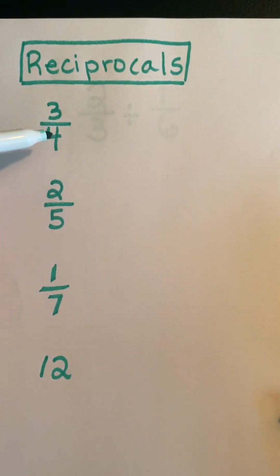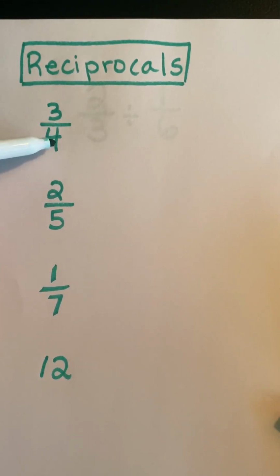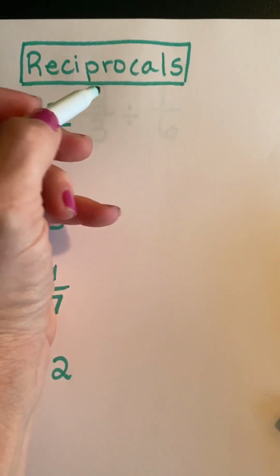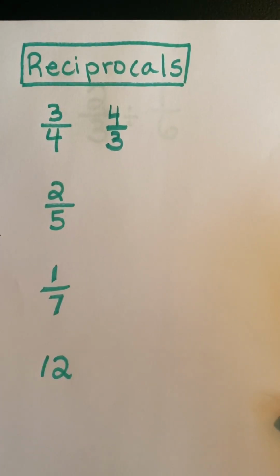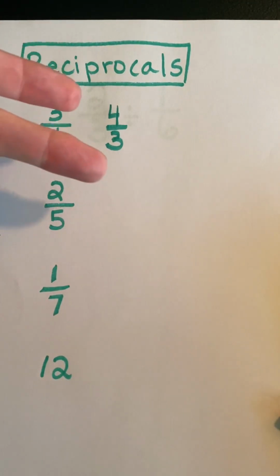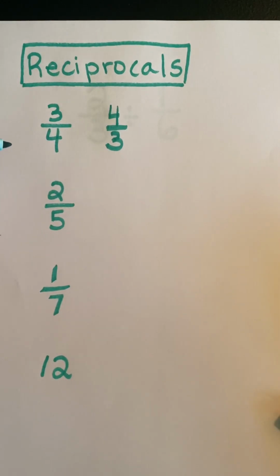find one. So you see I have 3/4 here. The reciprocal of 3/4 is, I'm going to write it here beside it, 4/3. You just interchange the numerator and the denominator.